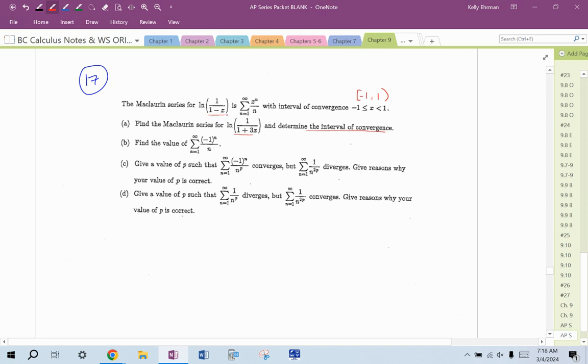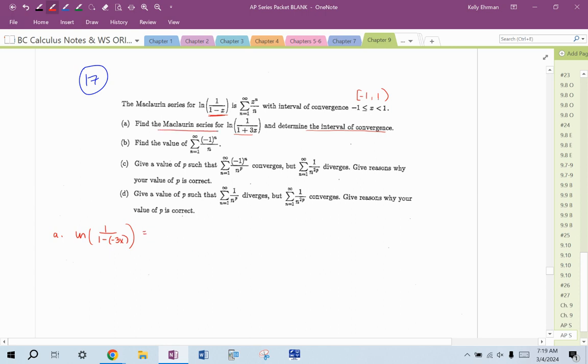So we can build this because we have the series for 1 over 1 minus x inside of the natural log. So first of all, I'm going to write this as 1 over 1 minus -3x, because it's not that we're subbing in a 3x, it's that we're subbing in a -3x to get that expression. So that's kind of the trick on this.